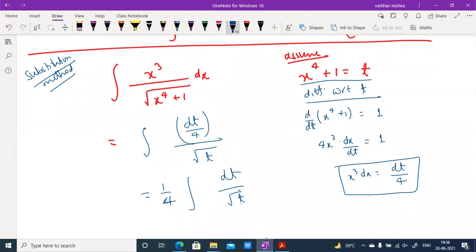Whether you differentiate with respect to t or differentiate with respect to x, you will get the same differential relation. Correct? Yes, sir. Yes, yes. Anyone else have a doubt in this?